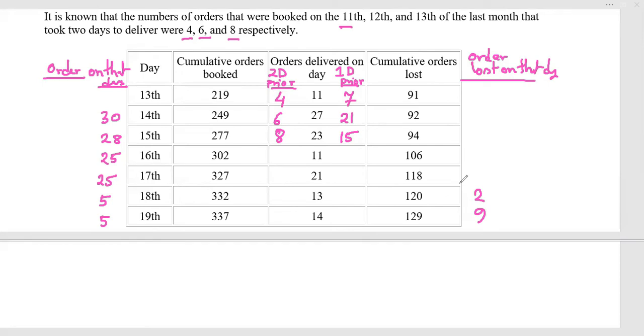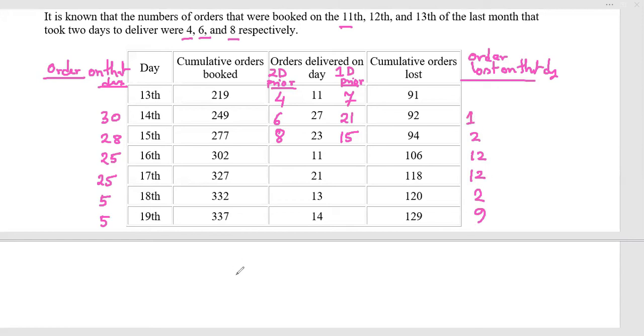Here it would be 6 and 18. That means it should be 12. This is 94 and 6, so it should again be 12. This would be 2. This is 1. That much order lost information we can also find.